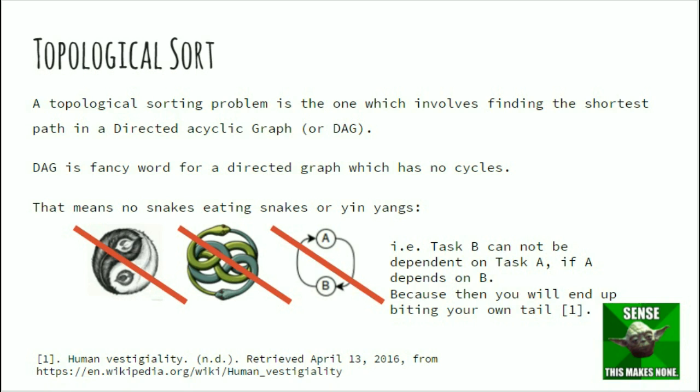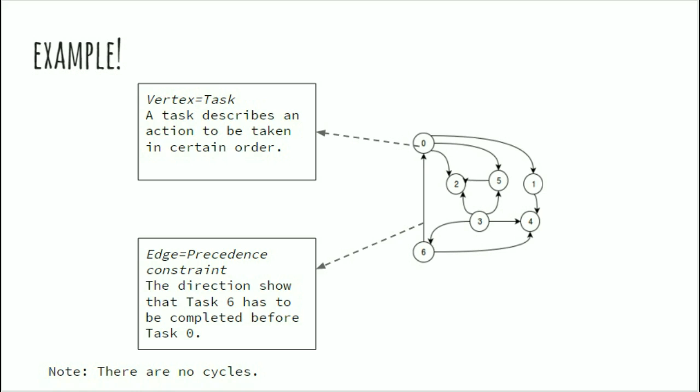Thus, you cannot tackle the energy crisis problem by solving the yin-yangs or snake eating snake. Ask Yoda if you really want to. And if you still object, you will find biting your own tail. Yes, humans have tail. Check the Wikipedia citation. Okay, back to the topic.